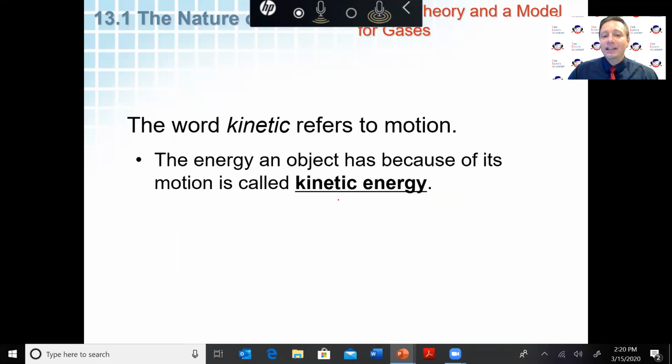So let's define it here, and that's a word that you should get into your notes: kinetic energy. The energy an object has because of the motion. So we are not talking about potential or stored energy. We're actually talking about movement. So kinetic energy is the energy an object has because of its motion. So that's the first term that you should jot down in your notes.